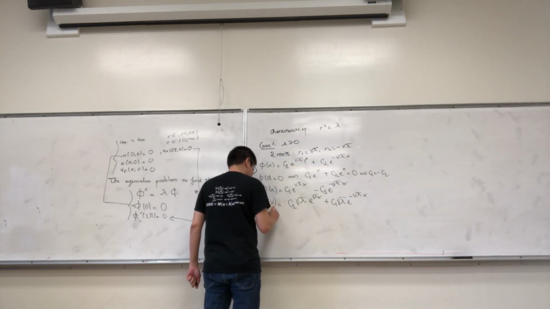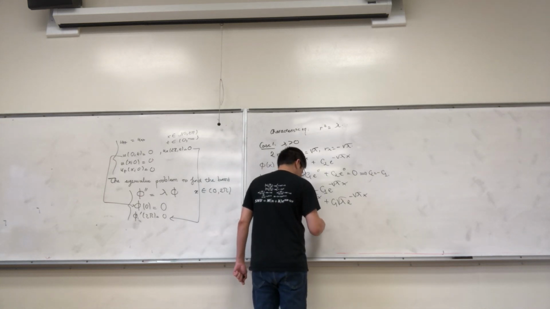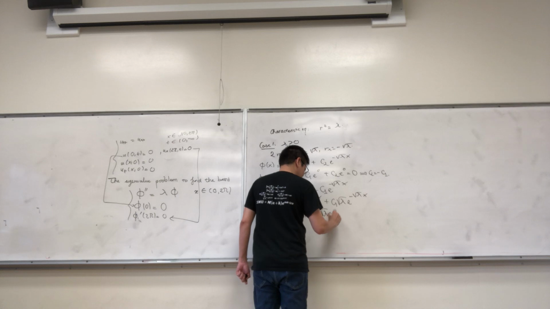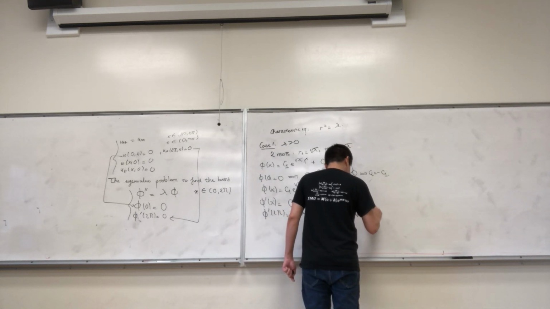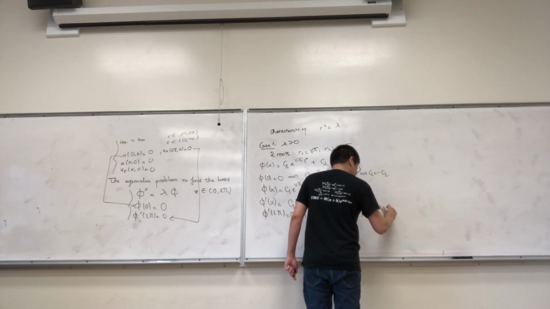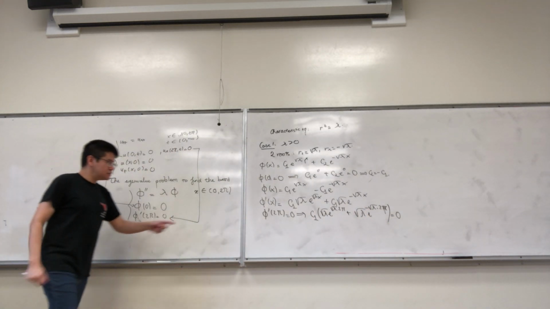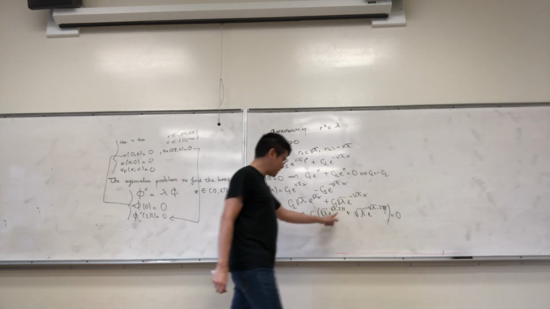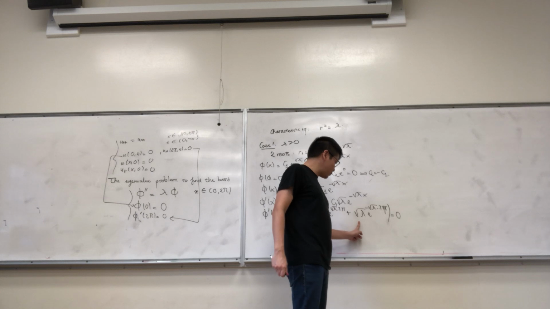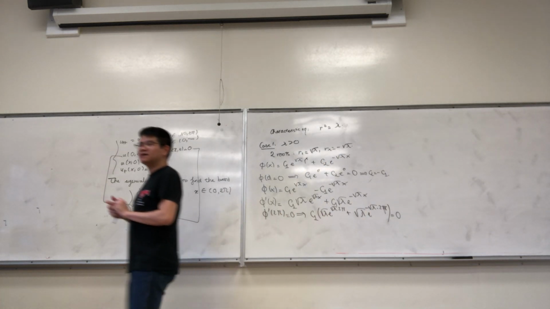So now you have phi prime at 2 pi is 0, which means that C1 square root of lambda e to the square root of lambda times 2 pi, plus square root of lambda e to the minus square root of lambda times 2 pi, is 0. So when you plug 2 pi into this expression, you have C1 square root of lambda times e to the square root of lambda 2 pi plus e to the minus square root of lambda 2 pi equals 0. So what can we say about C1?